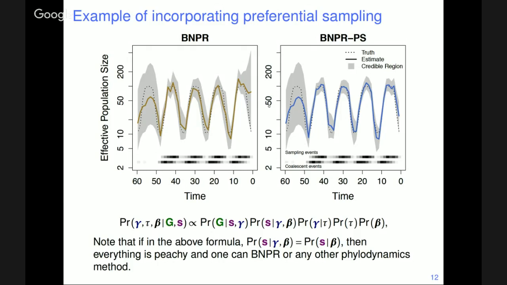Any questions on this new way of looking at preferential sampling? On the right is inference with preferential sampling being taken into account. We'll have more figures like that. Again, I just want to pause in case there are questions about notation.